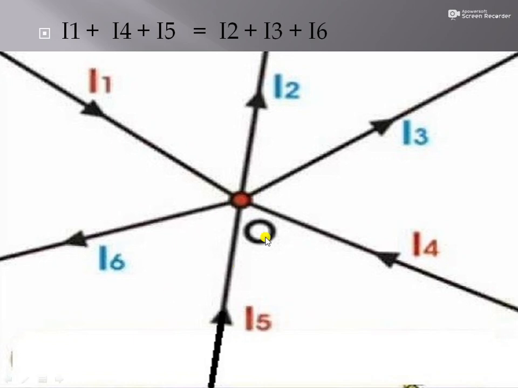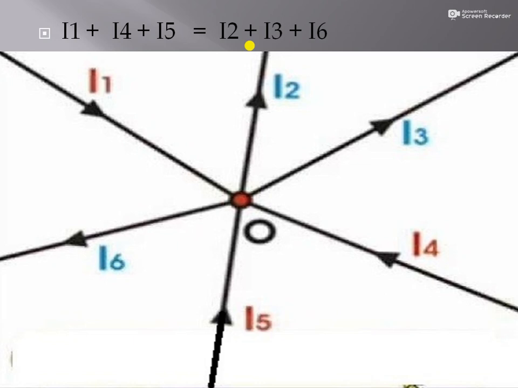If you see this diagram, here is a junction and a few currents are entering the junction and a few currents are leaving it. At this junction I1 is entering, I5 is entering and I4 is entering. The currents leaving the junction are I2, I3 and I6. So according to the junction rule, the amount of current entering is equal to the amount of current leaving the junction. In other words, we can say the algebraic sum of current at a junction is 0.